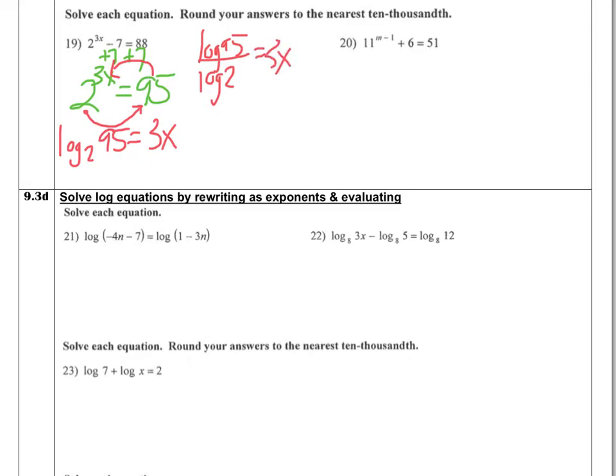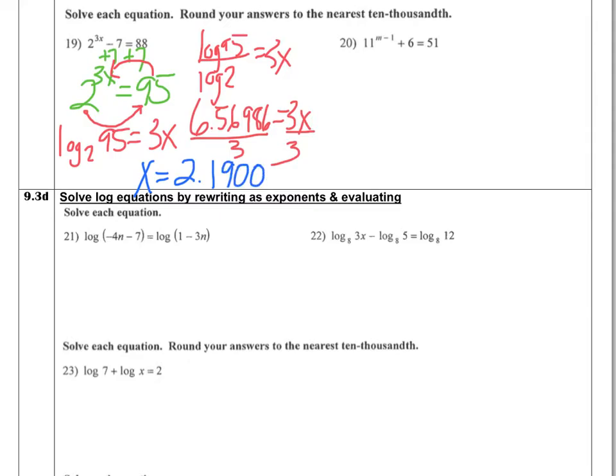Once you do that, you're going to get 6.56986 equals 3x. Wrap this up by getting x by itself, so divide everything by 3 on both sides. And after you do that, you're going to end up getting the answer to the 4th decimal place, be careful, x is going to equal 2.1900. That is what it's going to have to properly round to at the 4th decimal place.